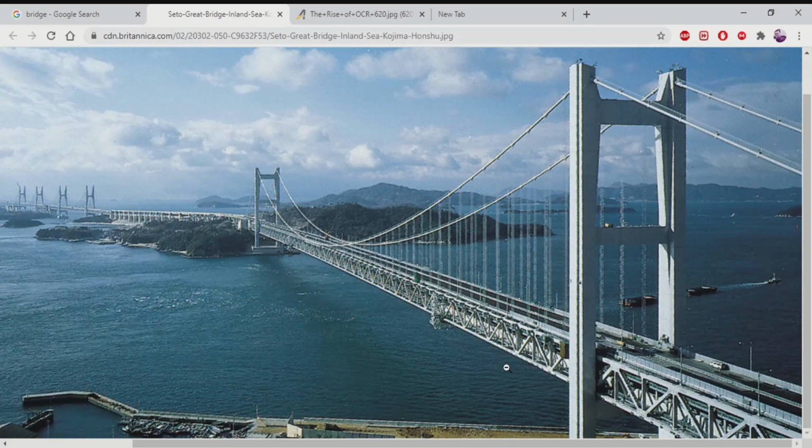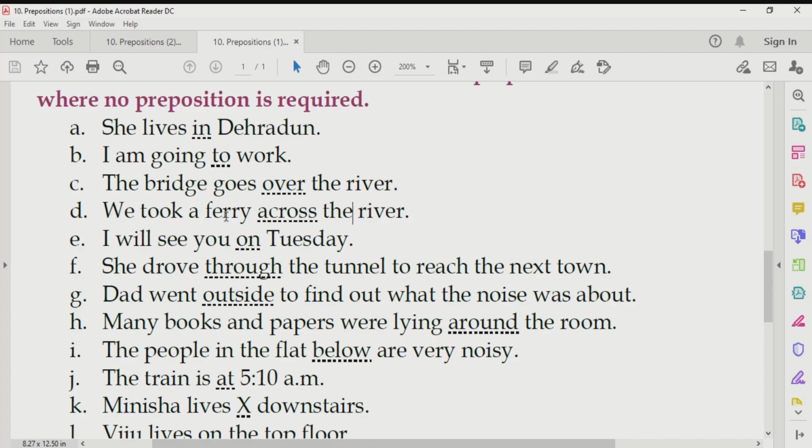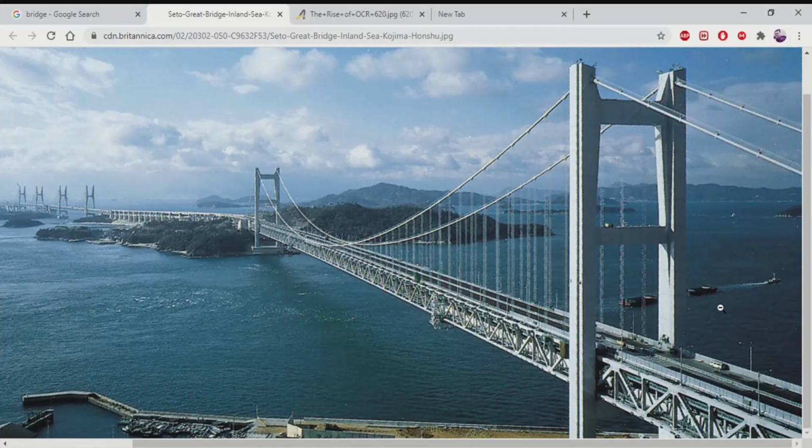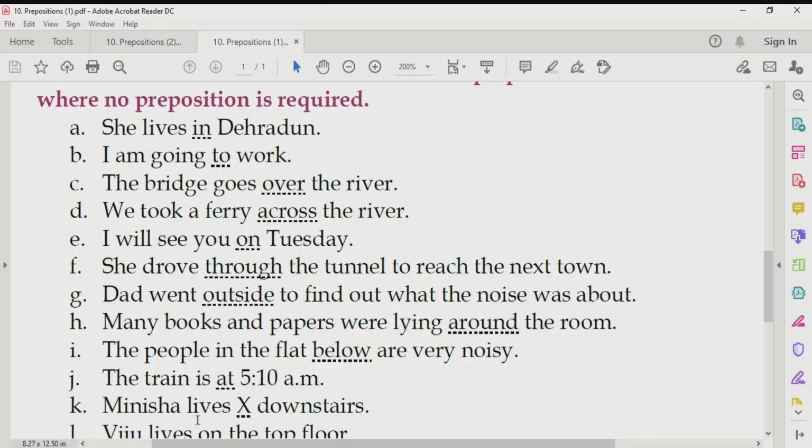Please note that it is not touching the water, it is above the water, on top of it. So it is going over the river. Next one, we took a ferry across the river. Across means it is touching the water and you are moving on the water itself using something. For example, if somebody is swimming, just forget about the ferry. Just imagine that somebody is swimming from here to here, not using the bridge. So you will say the person is swimming across the river. I hope you understood the difference between over and across.